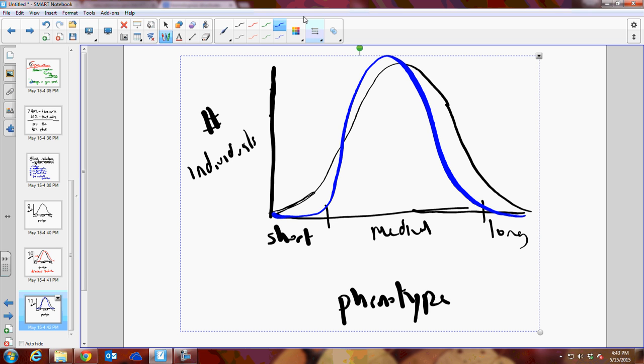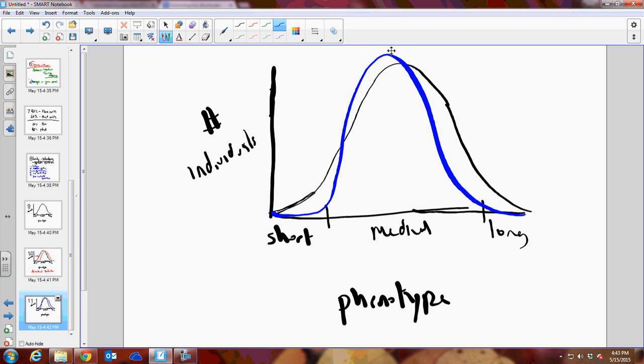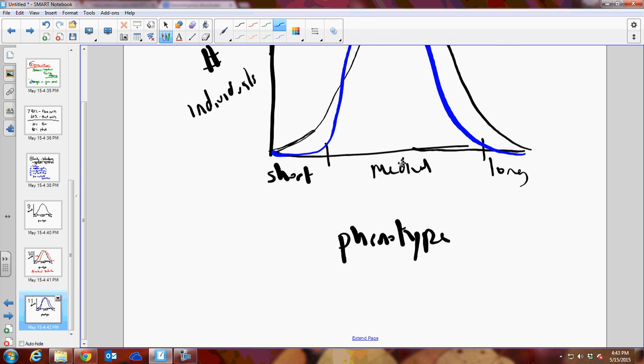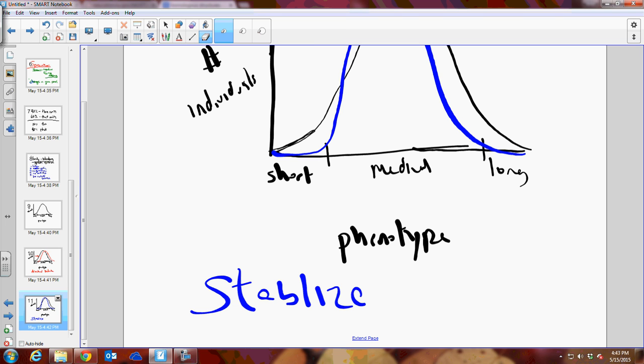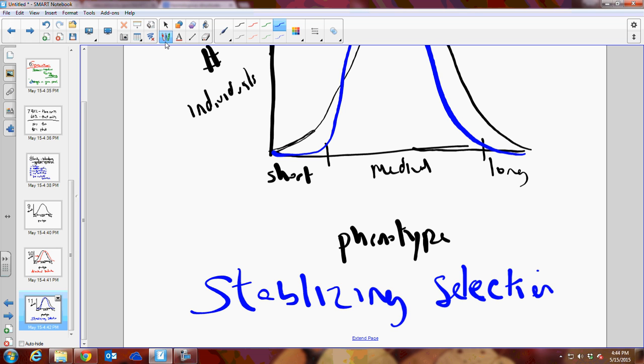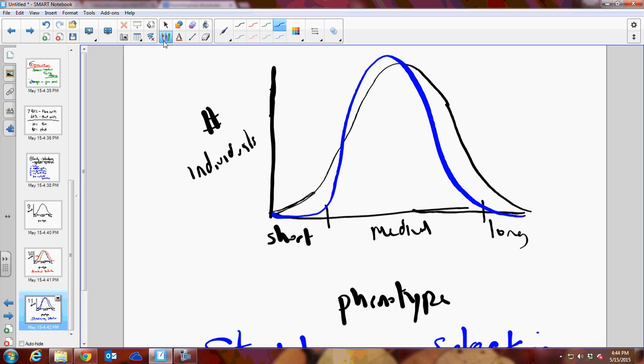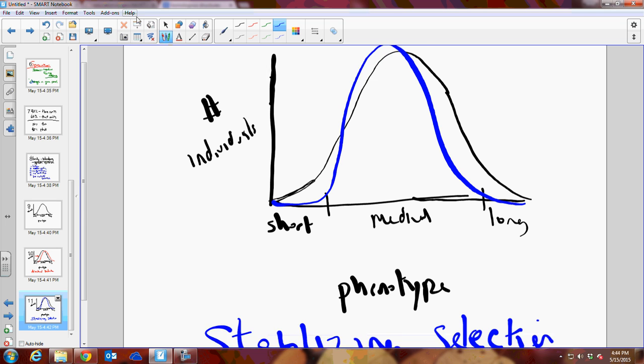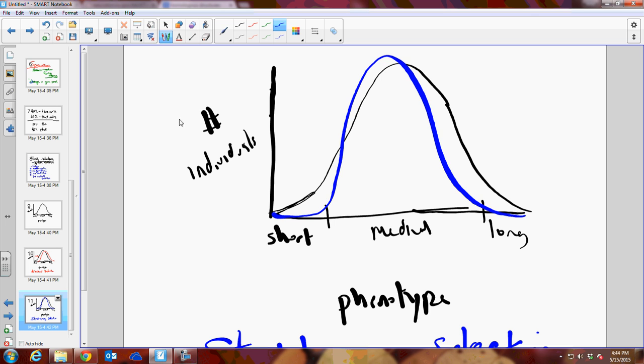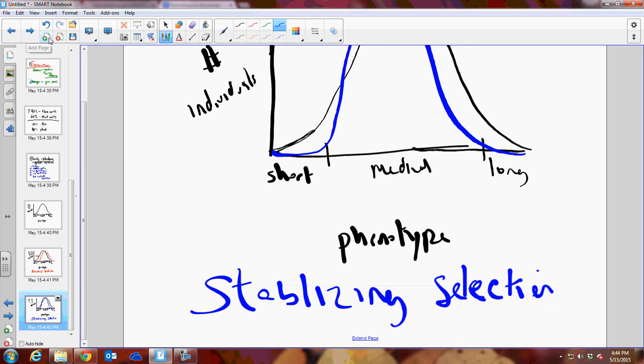And so what we call this graph, and I would even want this to be up even higher than that, where there's a definite middle, we call this stabilizing selection. All right. Stabilizing selection. So the way I remember this is that if you stand in the middle, it's more stable. So it's a stabilizing selection in that the middle is being selected for and the extremes are being selected against.